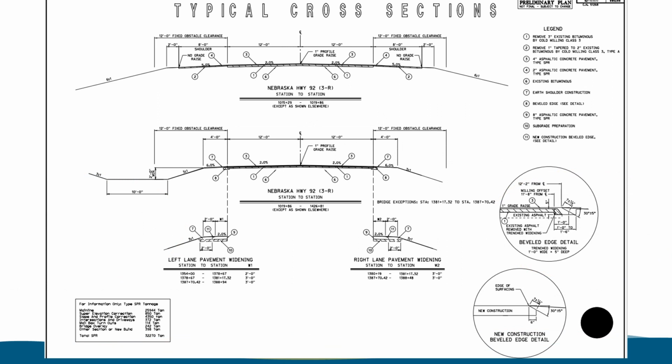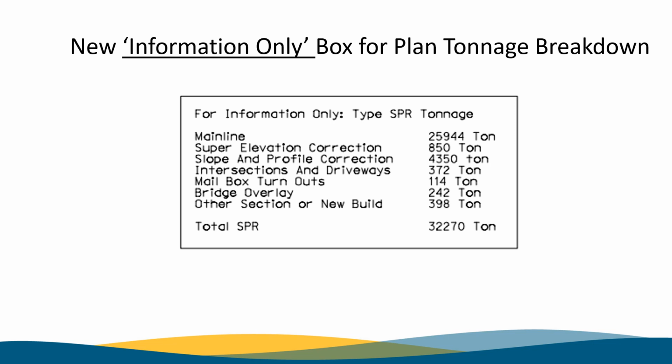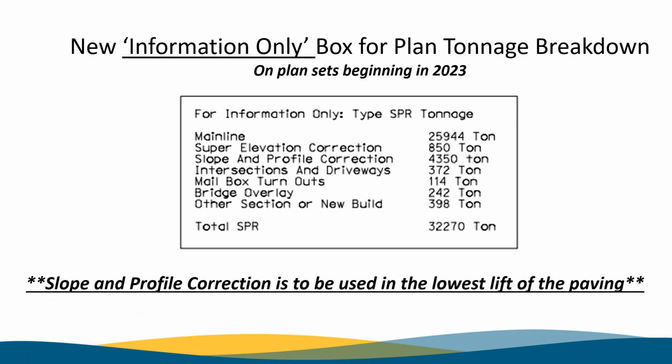Here is the typical sections again, and you will notice that for this project, this tonnage detail note was added. Let's expand this view and take a look at it in more detail. This is the new information only box that will be shown in all plan sets. You will start seeing them beginning in 2023 designed plans. This is a quick and handy breakdown of all the plan SPR tonnage. The S&P correction tonnage will be shown here, and it is 4,350 tons as we saw earlier.